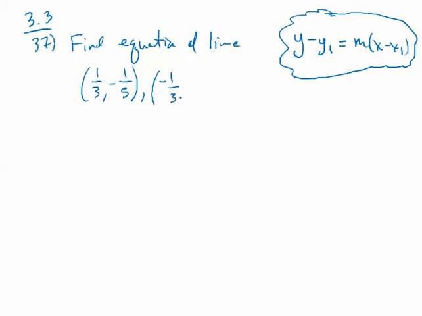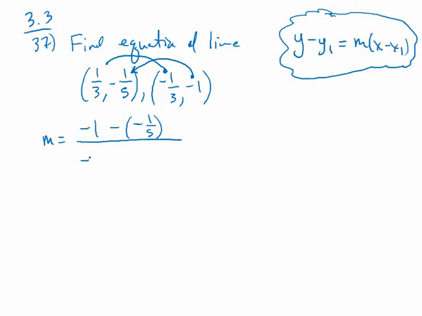The slope is kind of hard to figure out, so let's go for it here. So m is equal to y2 subtract y1, so negative 1 subtract a negative 1/5, and then the x's: negative 1/3 subtract positive 1/3 over here for this one. Let's see what we got here. We got this and this, first of all. Now I need common denominators for the top.